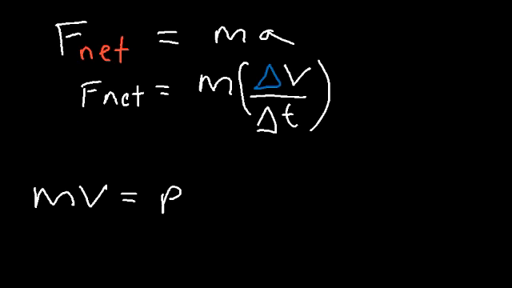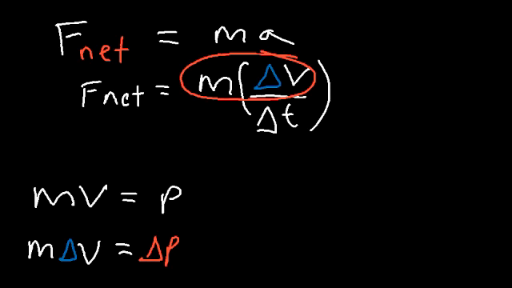So an object with a lot of mass and with a lot of speed has a lot of momentum. Now, if mv is equal to p, then that means that m delta v has to be equal to delta p. That is the change in momentum.